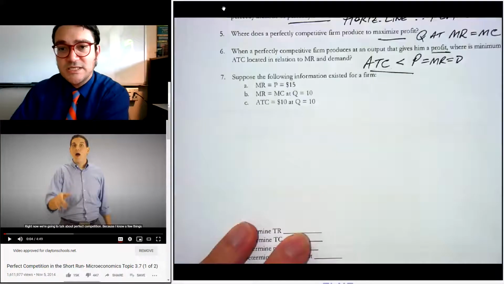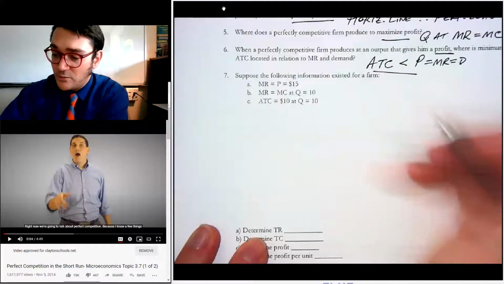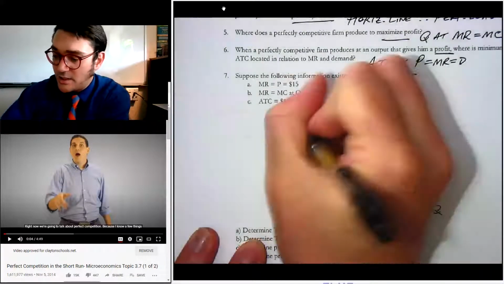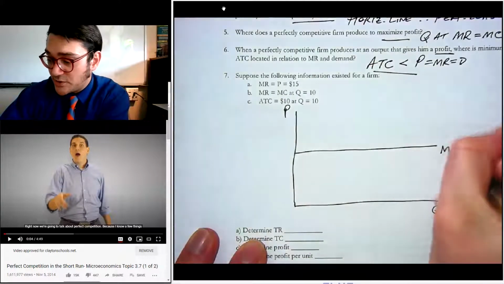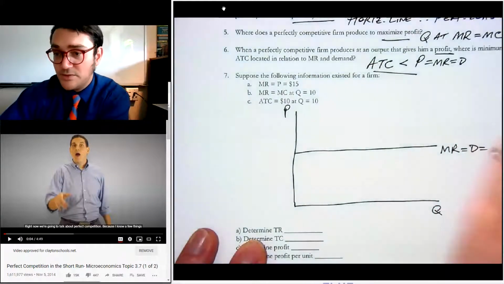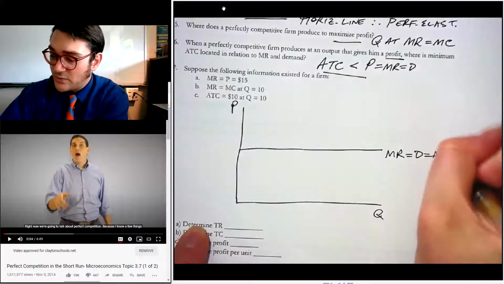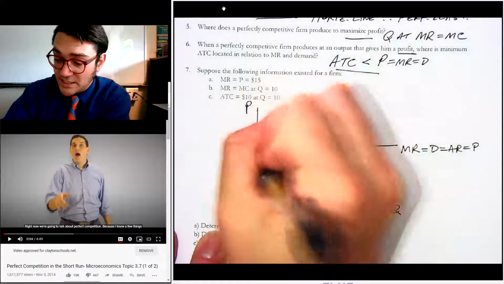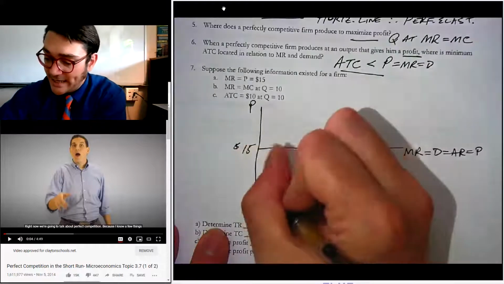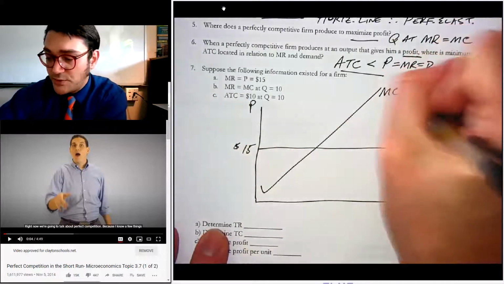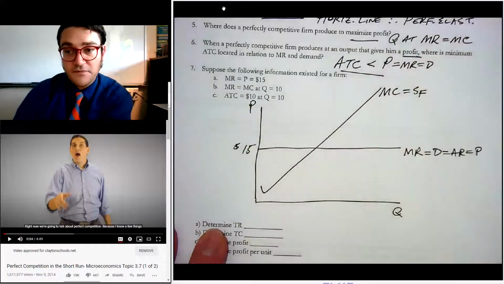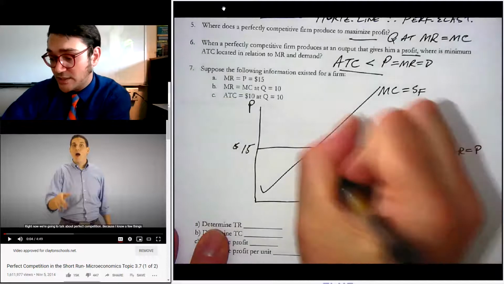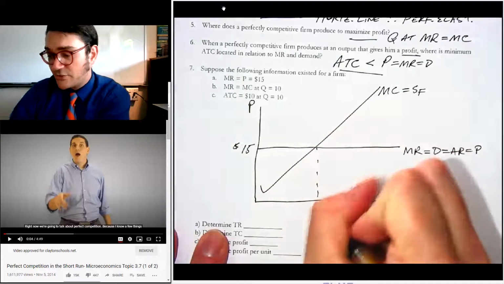Then it says, suppose this information existed for a firm, and we're going to graph that firm. Price, quantity, and we're going to put our MR = D = AR = P here, marginal revenue equal to demand equal to average revenue equal to price, and it tells us that's at $15. The next thing we add is a marginal cost curve, which we know is the firm's supply curve. It tells us that MR equals MC at the quantity of 10 units. So we have 10 units there.